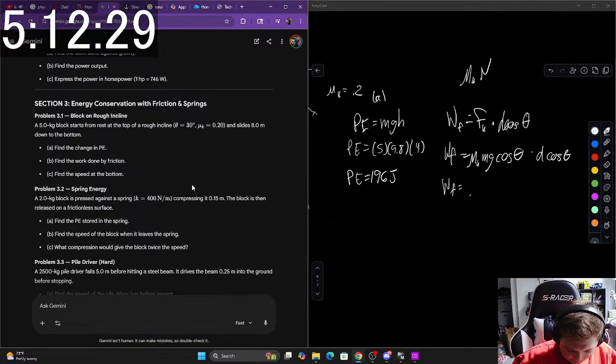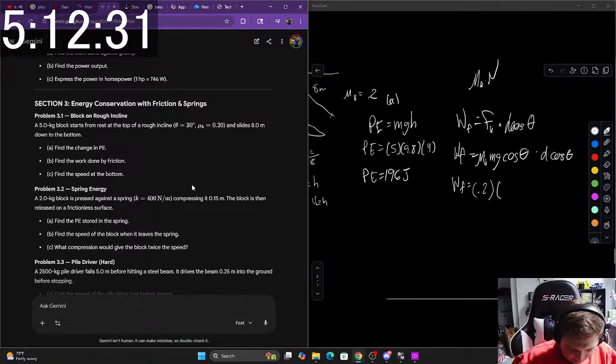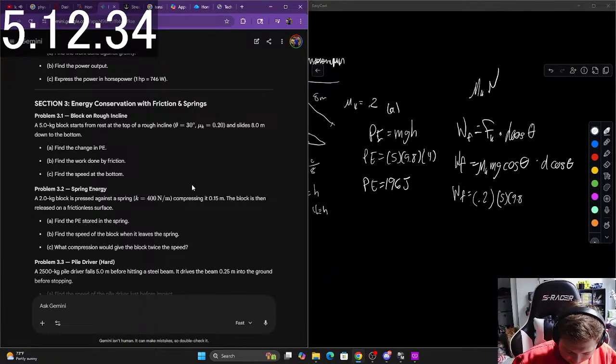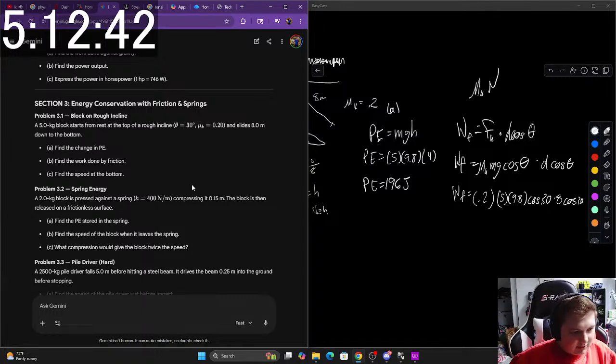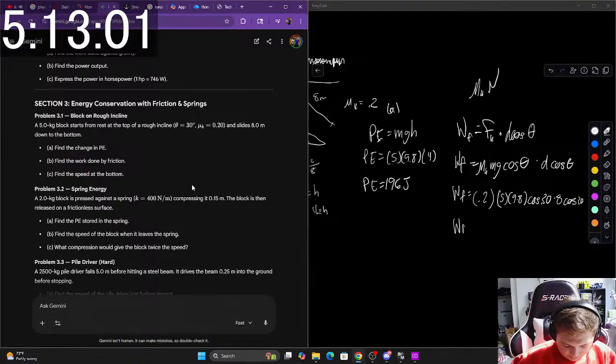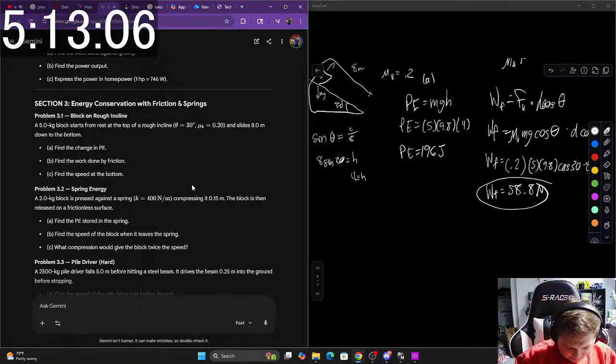Friction is going to be equal to 0.2 mg 9.8 cosine 30 times 8 cosine 30. 0.2 times 5 times 9.8 times cosine 30 times 8 cosine 30. 58.8. Newtons, joules.